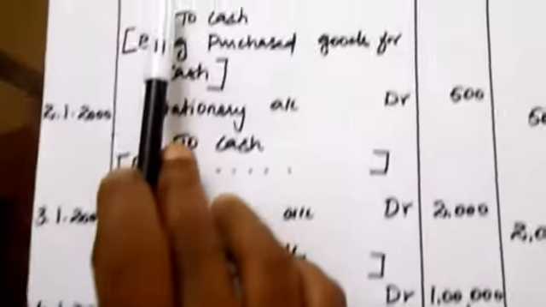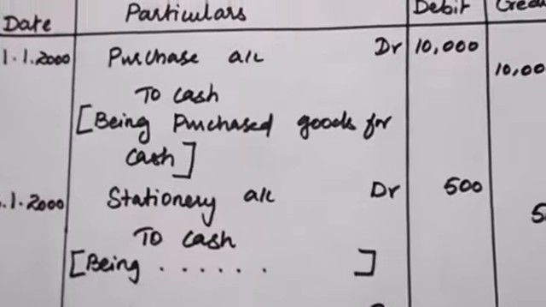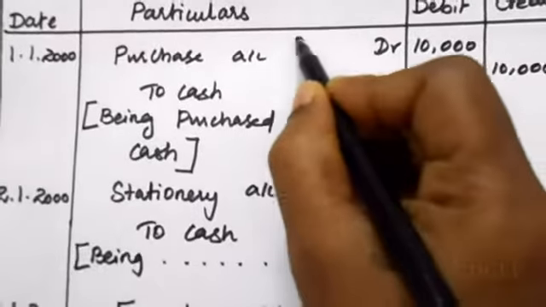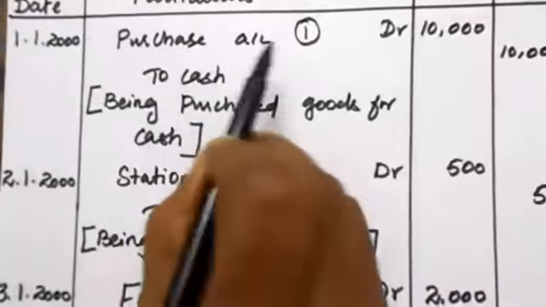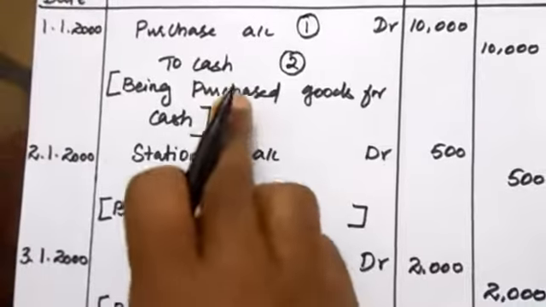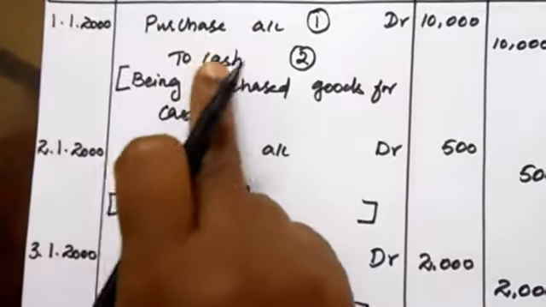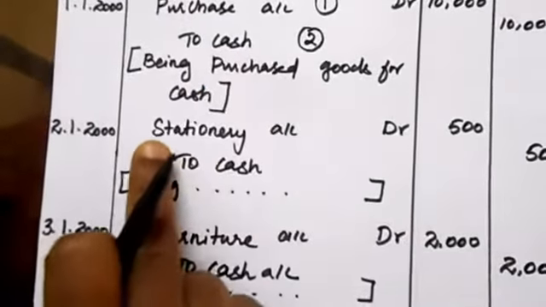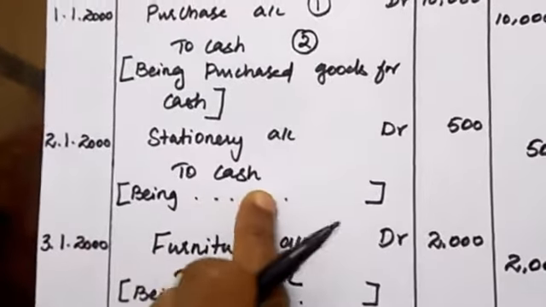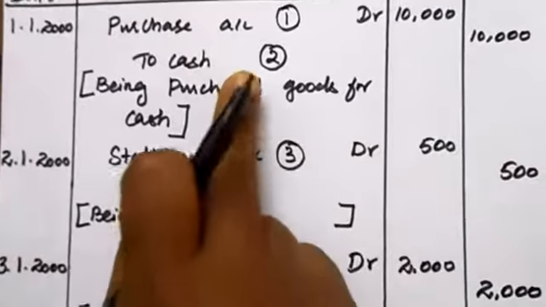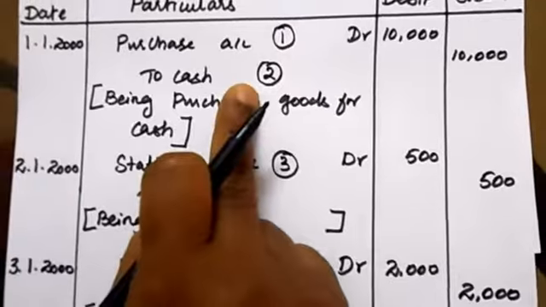First entry is purchase account debtor to cash. So in order to group or make a ledger, you need to prepare first the purchase account, and second the cash account. In order to enter purchase, you need to have purchase account as well as cash account. Next entry, stationery account debtor to cash. For that you need to have stationery account and cash account. Cash account is already there, no? Again you need not open.